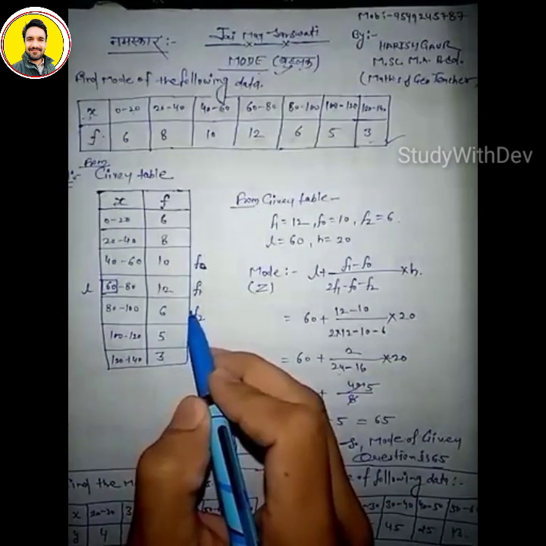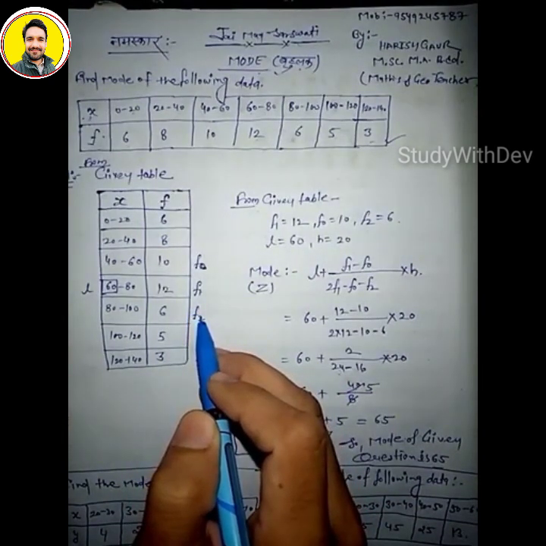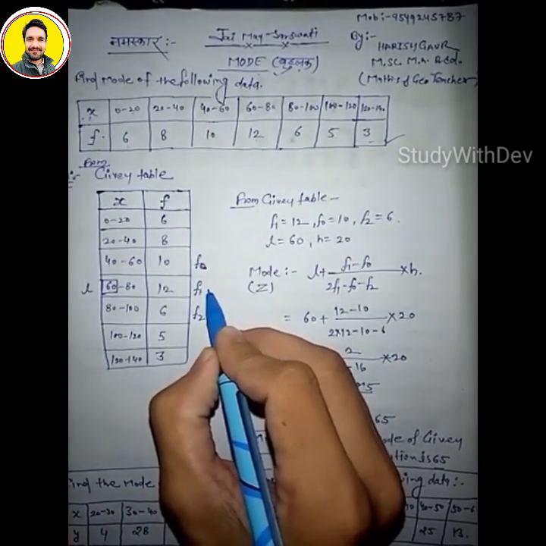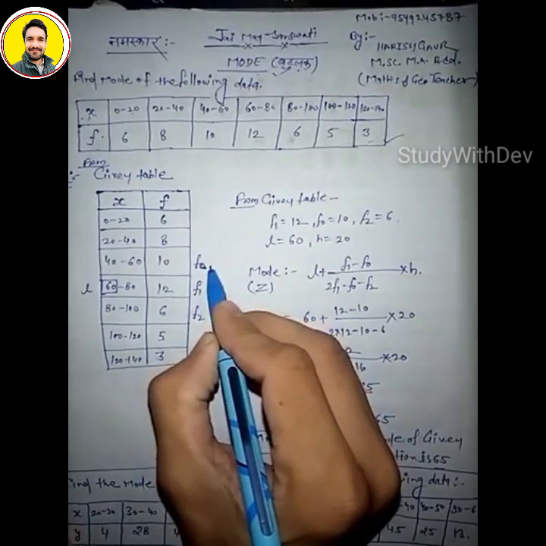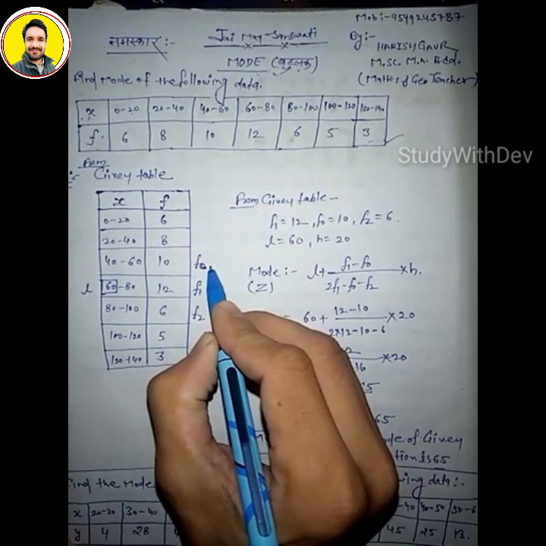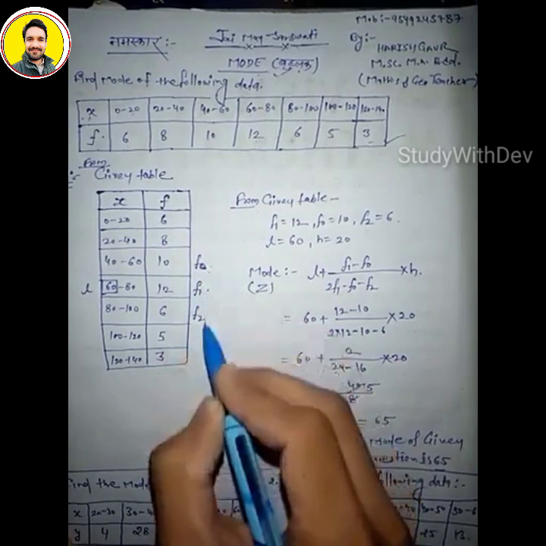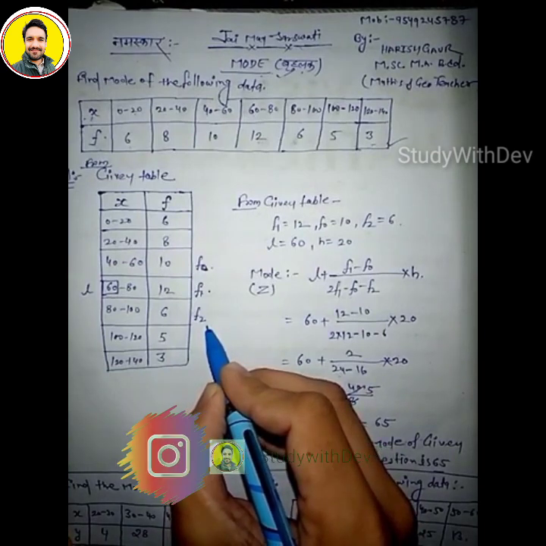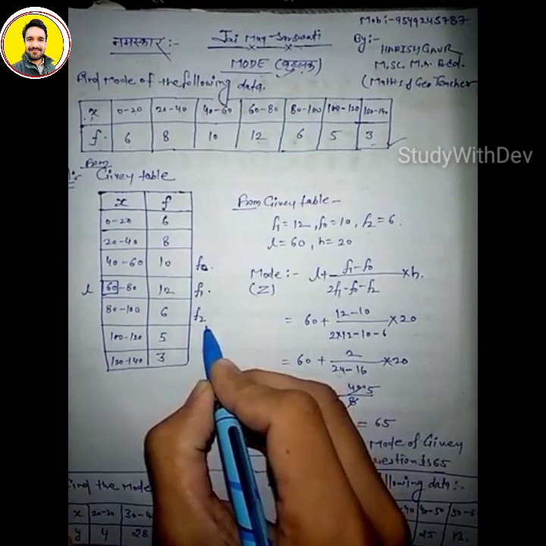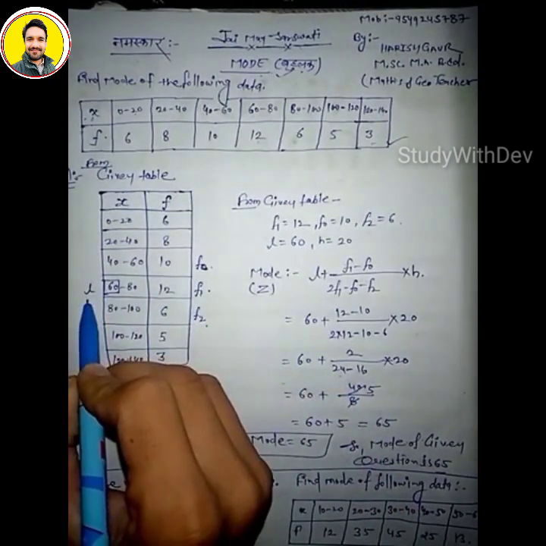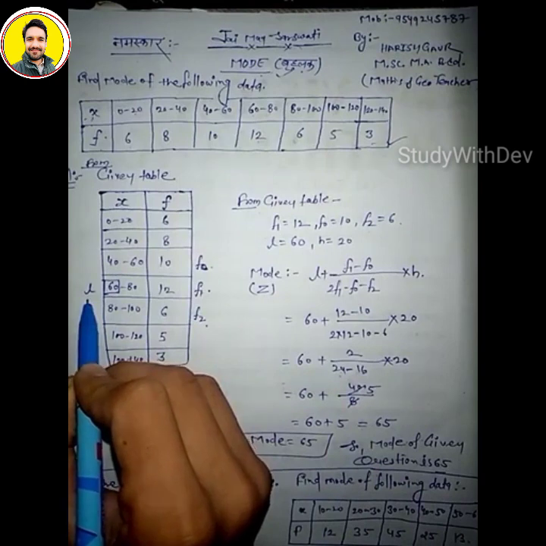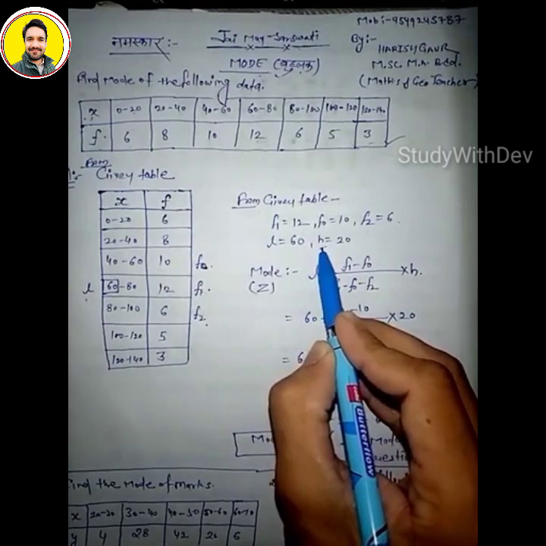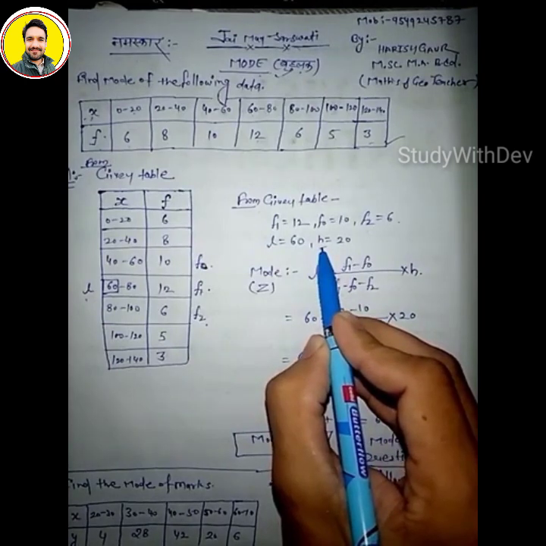When we find mode, 5 elements are needed. One is F1, it means highest frequency of the modal class. Next, F0, it means frequency of the class below the modal class, and F2, frequency of the class above the modal class, and L, it means lower limit of modal class, and H, it means class interval of modal class. These are the 5 things needed when we find mode.